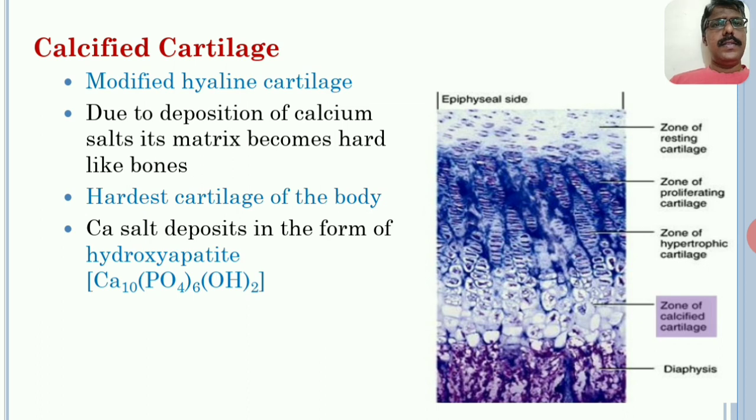Calcified cartilage. It is modified hyaline cartilage. Due to deposition of calcium salts, its matrix becomes hard like bones. It is the hardest cartilage of the body. Ca salts deposit in the form of hydroxyapatite.